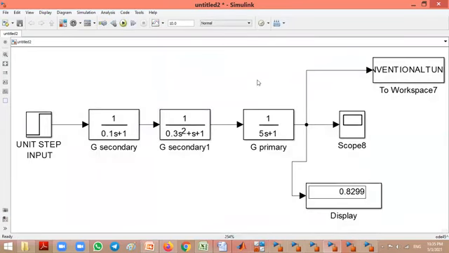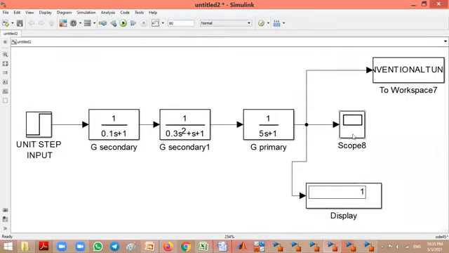So 0.829 is coming, but we need 1, there is no feedback here. So 25 or 30 we will make. Even then it's not coming. So 100 we will put. Okay, 100 is coming. So we'll check for 75 or 80.